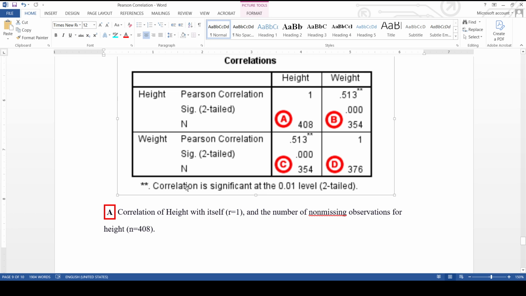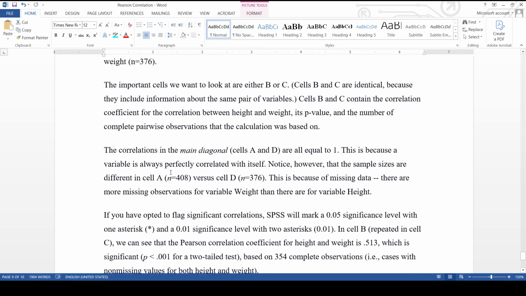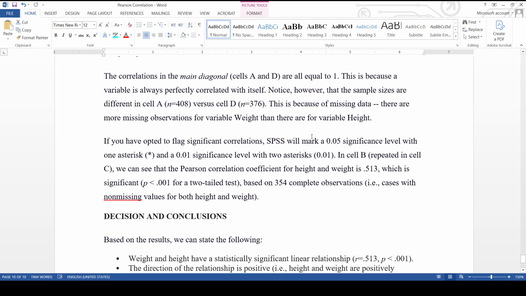And we have something here telling us the meaning of that. And that is the next one. Now let's look at this. The important cells we want to look at are what we have seen. For the correlation between height and weight, its p-value and the number of complete pairwise observations that the calculation was based on, we have reported that very well.